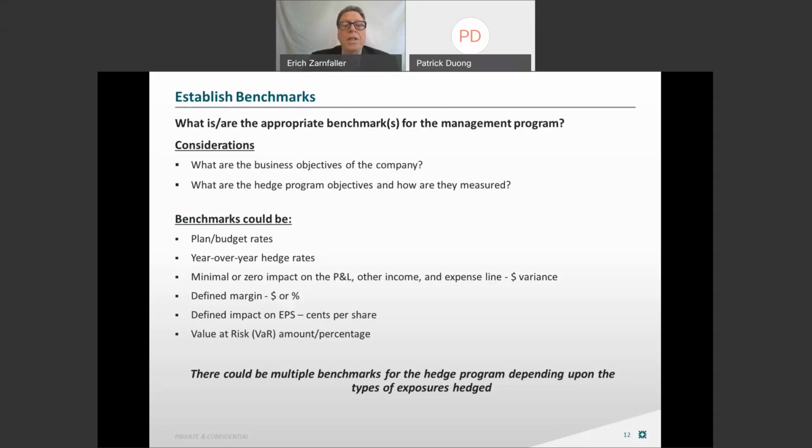As I stated before, a company can have multiple objectives. For example, the company is managing both the balance sheet, with the metric being the FX gain or loss line, and forecasted transactions with the budget rates as a metric. In summary, in this section, we covered some of the considerations for developing both the broad objectives for the hedge program and the benchmarks or metrics commonly used by companies.